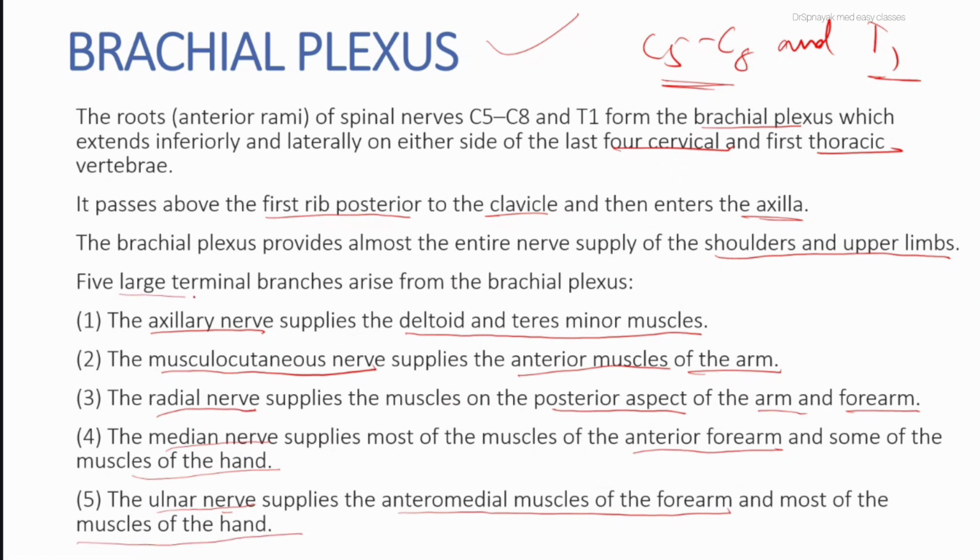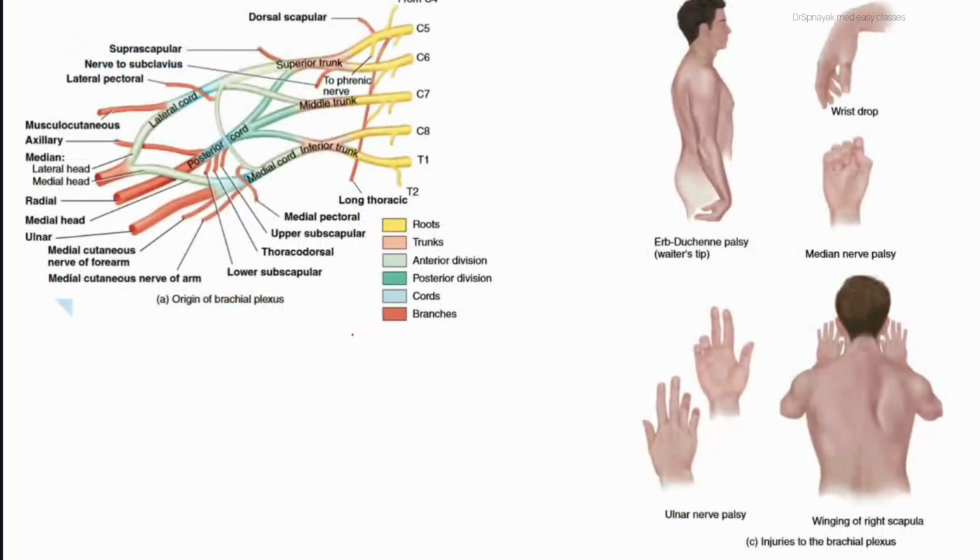So these are the five large terminal branches that arise from the brachial plexus: the axillary nerve, musculocutaneous nerve, radial nerve, median nerve, and ulnar nerve. And it mainly supplies the deltoid and teres minor muscles, anterior muscles of the arm, posterior of the arm and forearm, then the anterior forearm and some muscles of the hand, and the ulnar nerve supplies the anteromedial muscles of the forearm and most of the muscles of the hand.